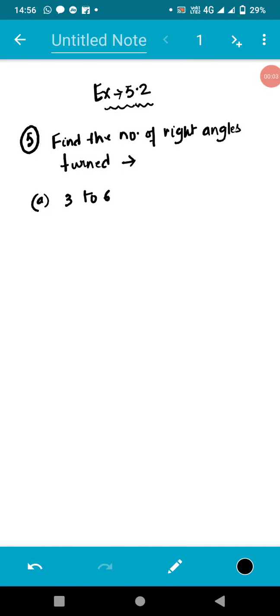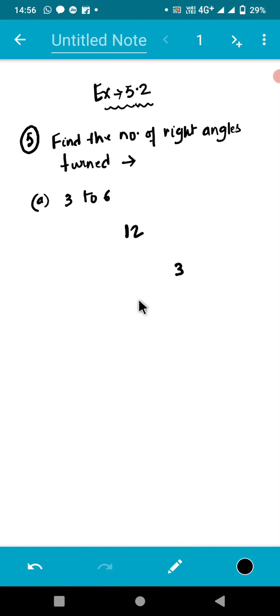Hello students, now in this session I will explain question number 5 of exercise 5.2. What we have to find out is the number of right angles turned through by the hand of a clock when it goes from, the first question, 3 to 6. So let me just draw one clock, assume this as 12.